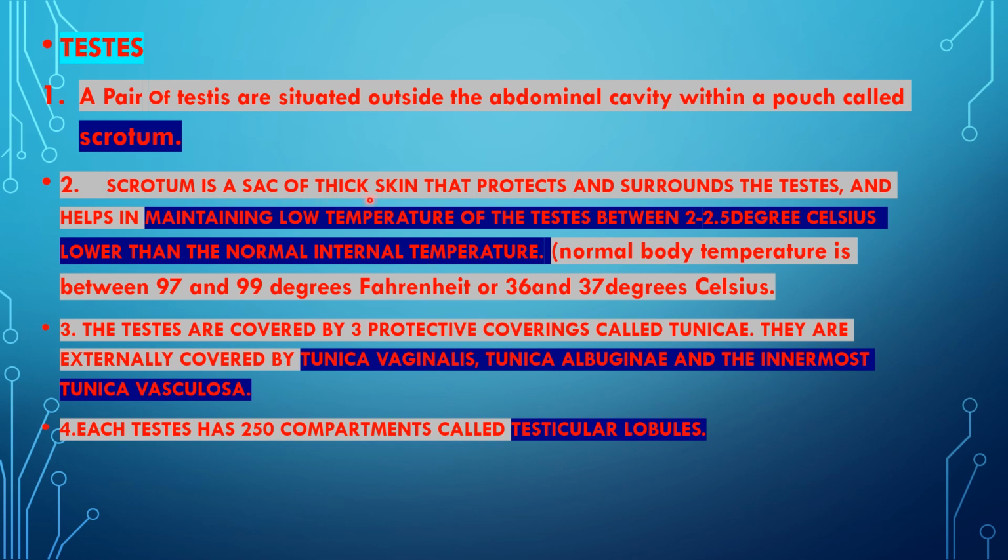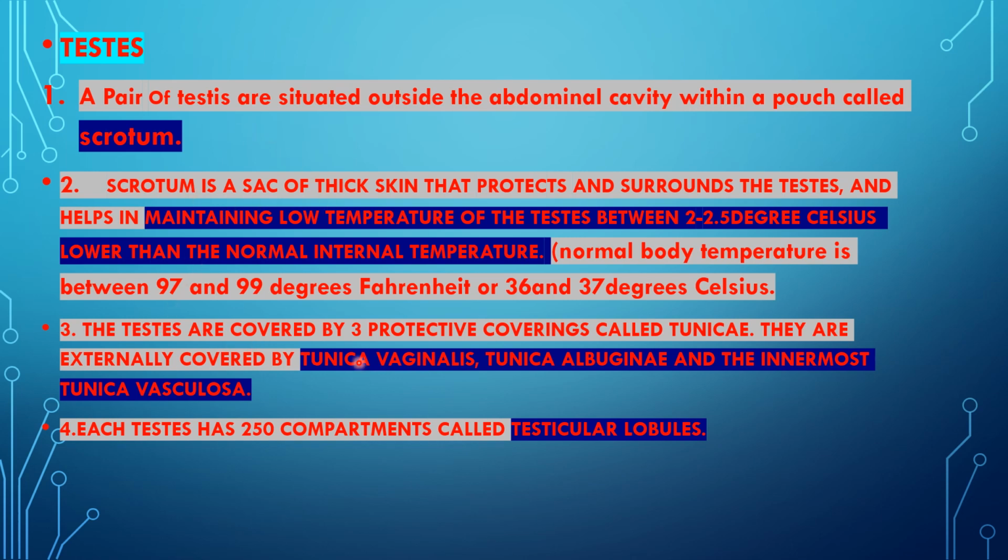So what is scrotum? Scrotum is a sac of thick skin that protects the surrounding testes, and it helps in maintaining low temperature of the testes, around 2 to 2.5 degrees Celsius lower than the temperature of the body. The normal body temperature is around 97 to 99 degrees Fahrenheit or 36 to 37 degrees Celsius. Around 2 to 2.5 degrees less than this is the temperature maintained in the scrotum, as it acts as a protective covering for the testes.